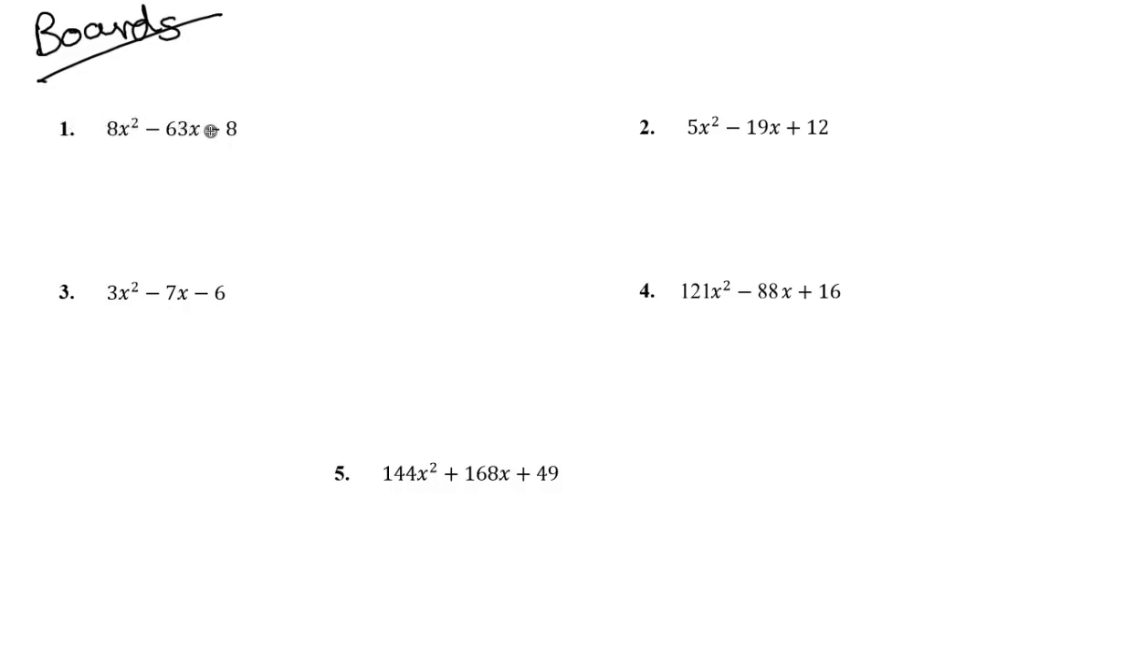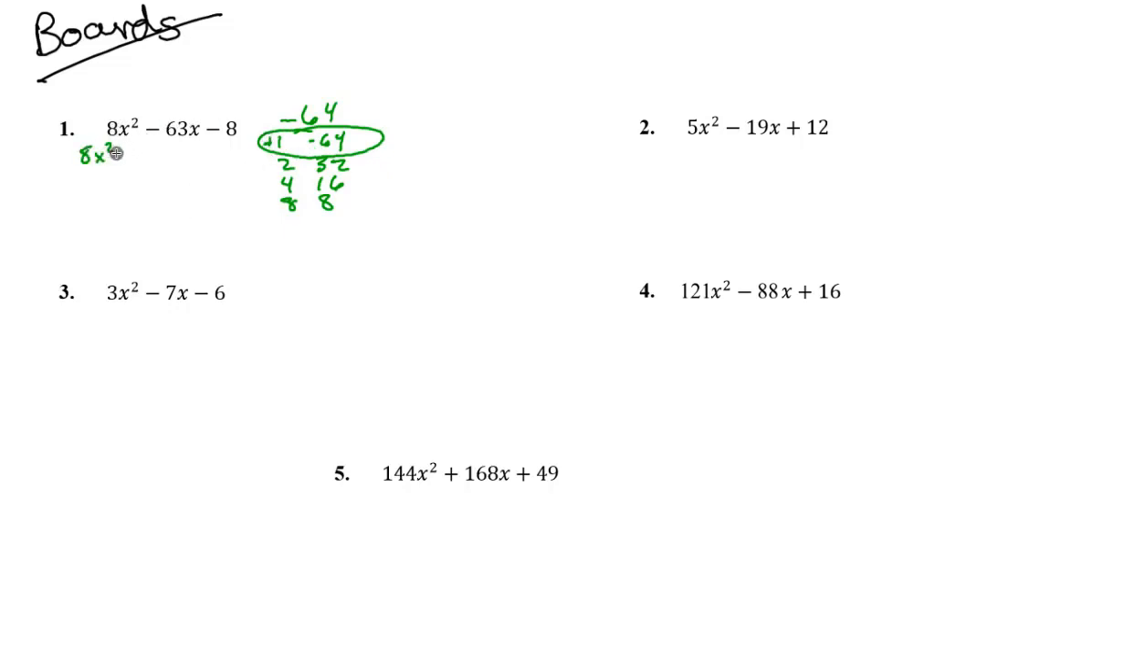8x squared minus 63x minus 8. Are they perfect squares? They are not. So we need to do the AC method. 8 times negative 8 is a negative 64. What are the options here? 1 and 64, 2 and 32, 4 and 16, 8 and 8. All right, so looks like a 1 and a 64 with a negative on the 64 and a plus on the 1 will give us a negative 63.